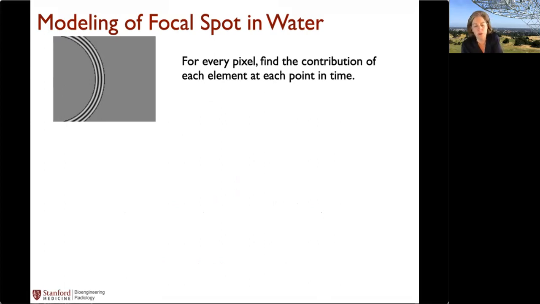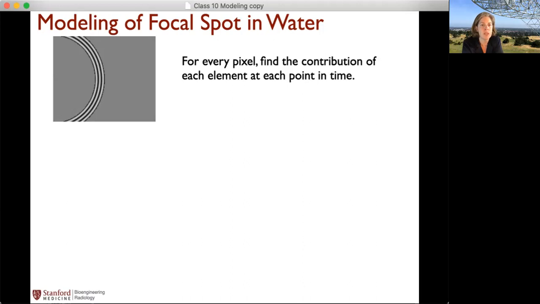If you're going to do a simple model of the focal spot in water, this is really easy. And this is something that students are going to be working on in MATLAB with some MATLAB code right away. The basic idea is that for every pixel in the medium, you're going to find the contribution of one particular element at that point in time. So at this point in time, there's no pressure contribution to where my mouse is, but a little bit later when the wavefront has come out here, then there is going to be a contribution from that element. So it's going to store that value for that point in time.